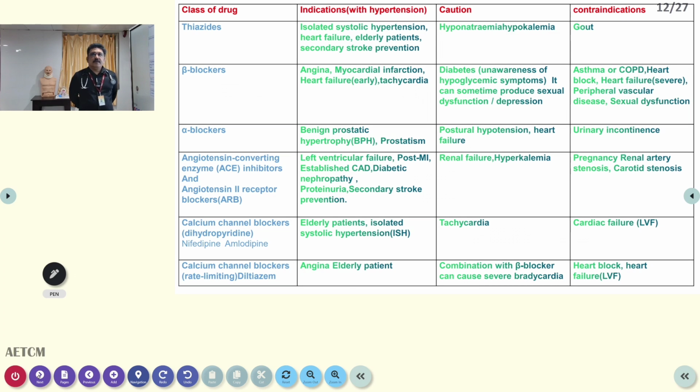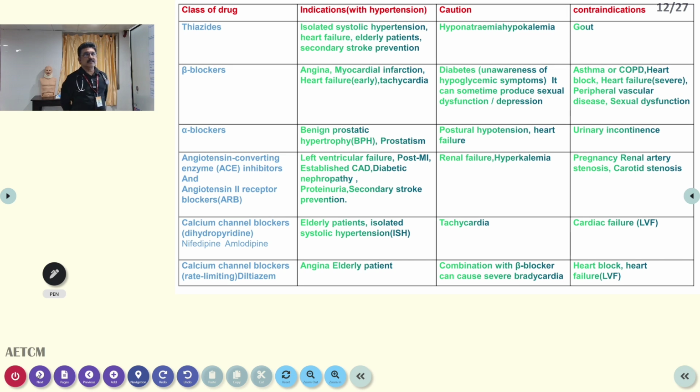So there are different categories of hypertensive medicines: thiazides, beta blockers, alpha blockers, ACE inhibitors, ARBs, calcium channel blockers, and rate limiting calcium channel blockers. In that you can see the fourth and fifth. Fourth and fifth is ACE or ARB. In most conditions, you can start ACE, ARB, and calcium channel blockers. Remember, ACE or ARBs are not a good choice in pregnancy, so there we should avoid this. In all the rest of the conditions, ACE or ARB can be started as first line therapy.